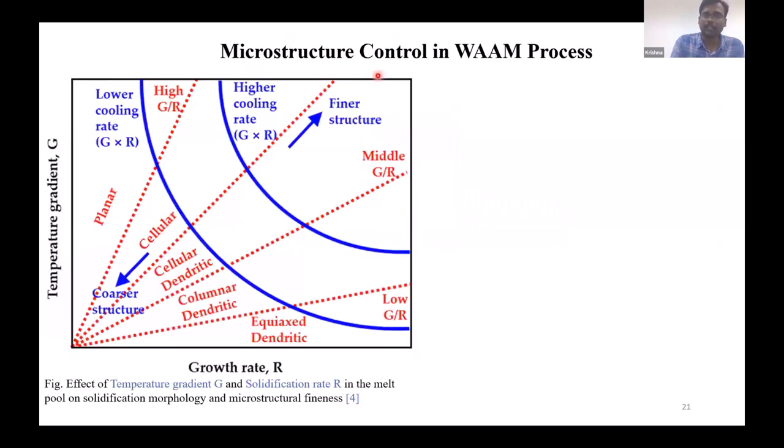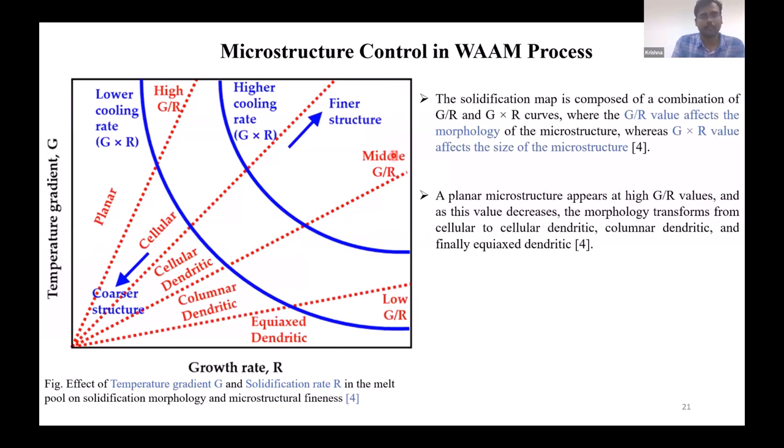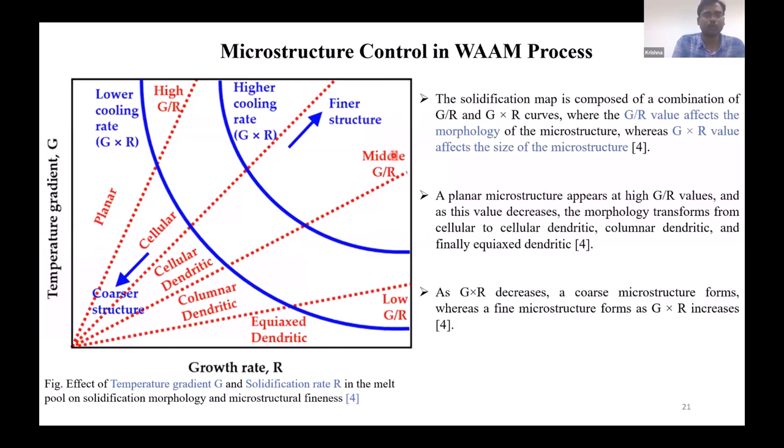Now, in order to understand the microstructural part of the stainless steel or particular metallic alloys, it is always important to understand two such important parameters. One is the temperature gradient and the solidification rate. So, at what temperature gradient and what solidification rate this particular droplet is being subjected to, based on that, we will be calculating two ratios. One is G by R ratio and one is G into R.